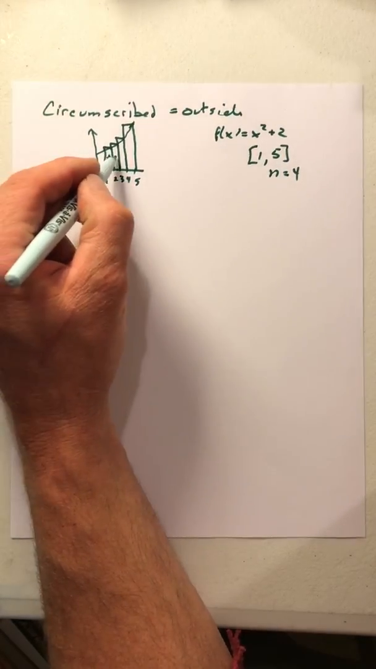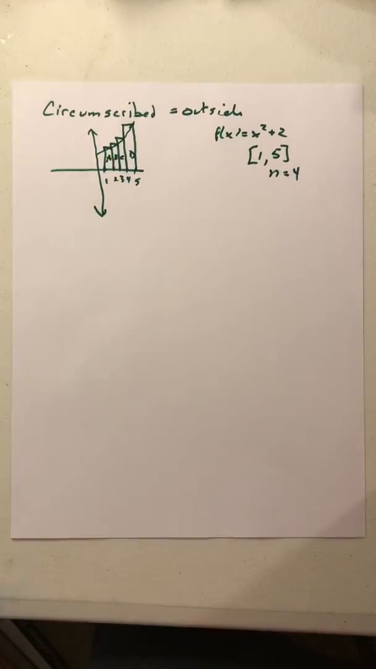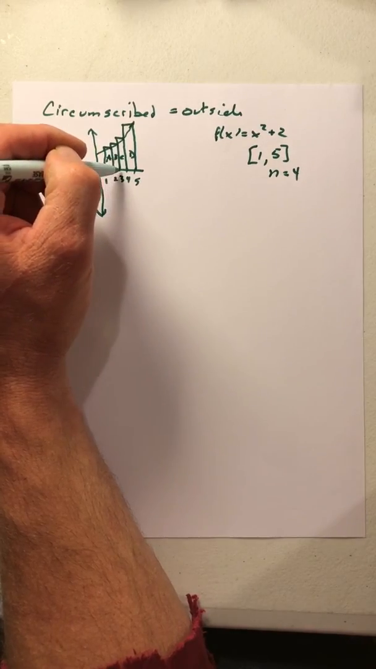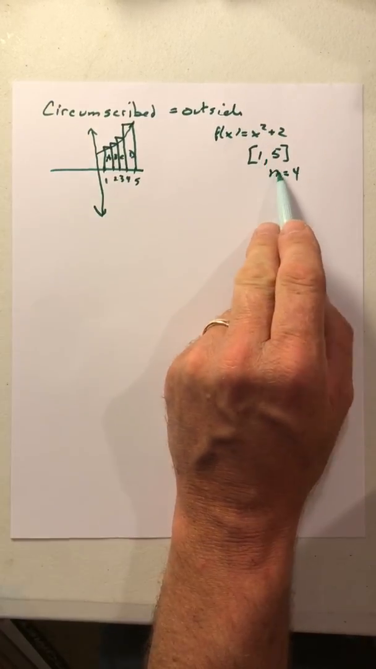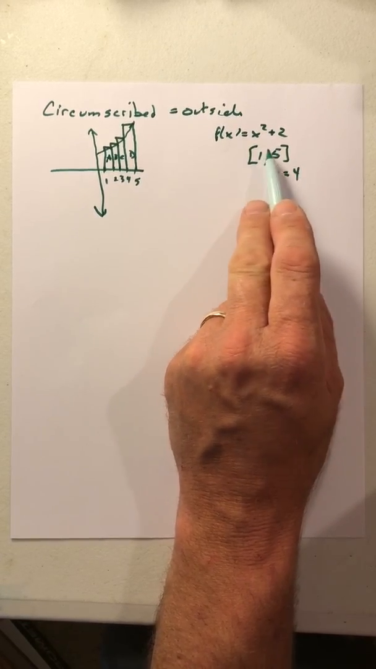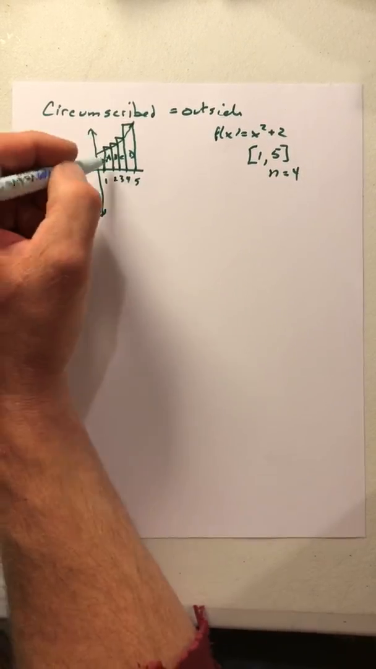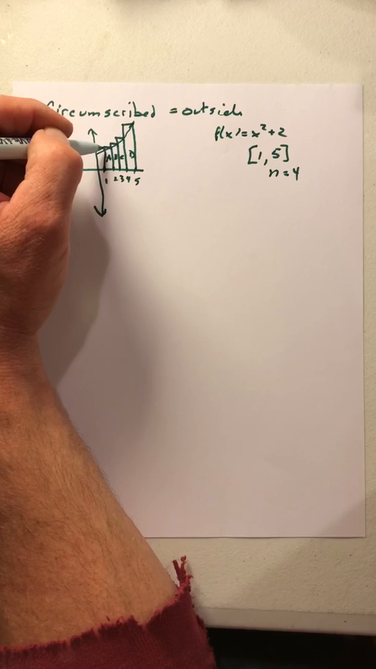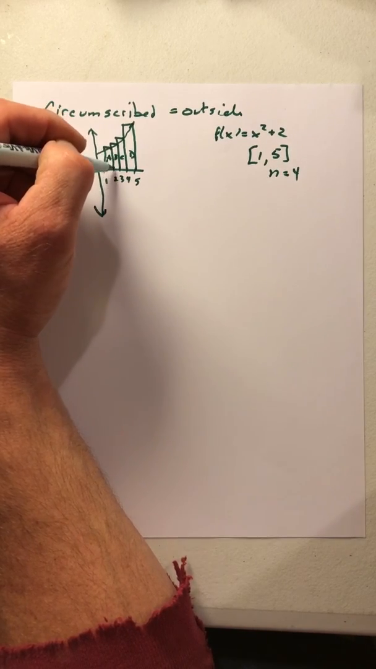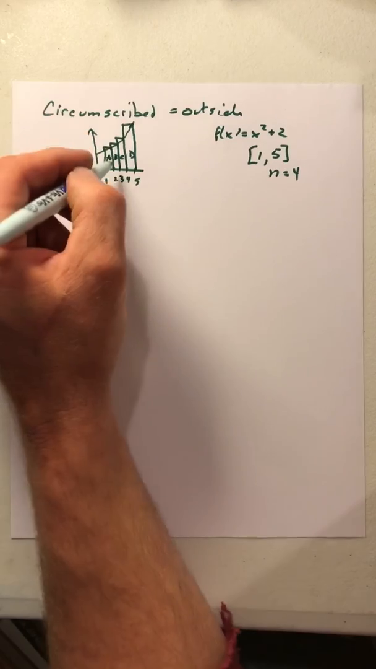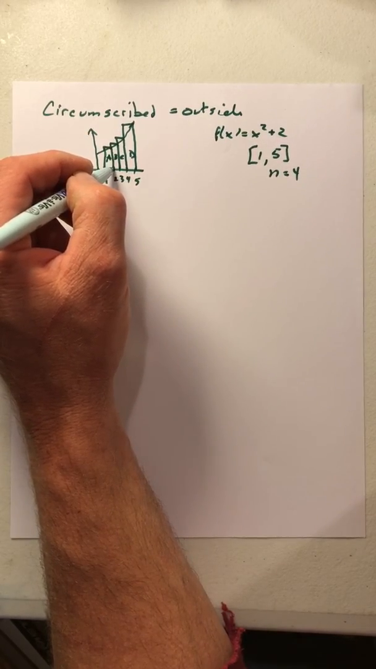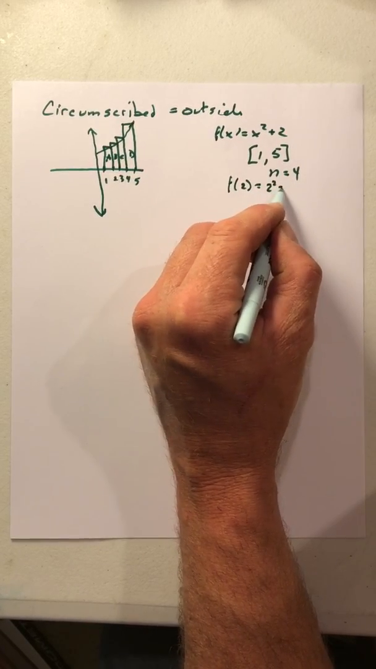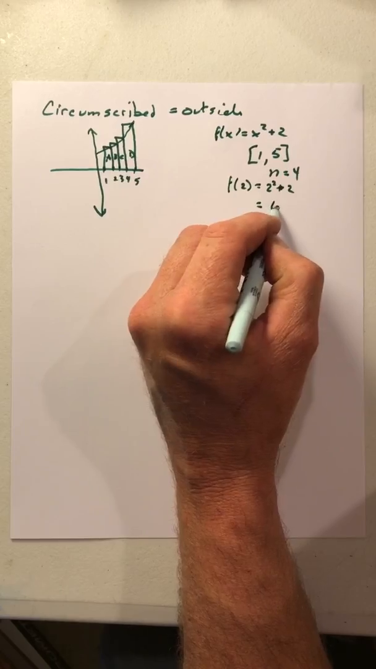So again, we have 4 regions. We'll call them A, B, C, and D. Again, we know the bottom width here is going to be 1 on each of these rectangles because we made nice clean sections, 4 sections between 1 and 5. But now if I look at the height, it doesn't occur at 1 like it did on the inscribed method. The height of this is occurring over here at 2. So I'm going to find the value of this function at 2. Again, I can go ahead and find f of 2, which is equal to 2 squared plus 2, which gives me 6.